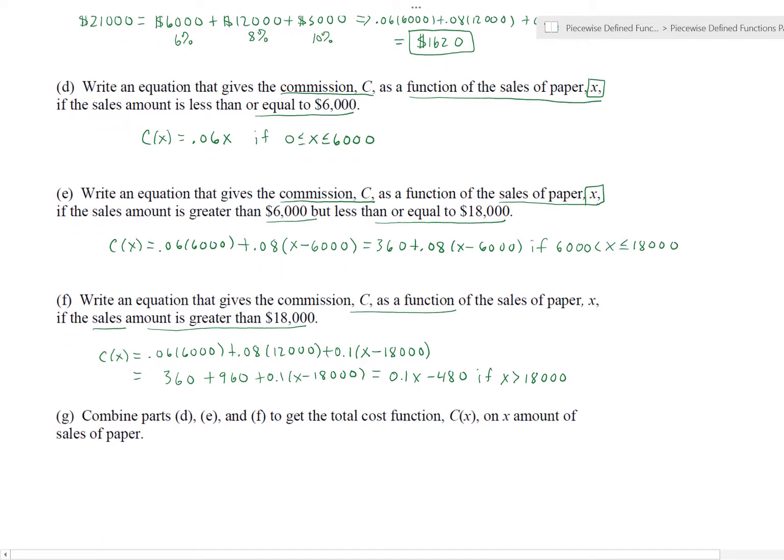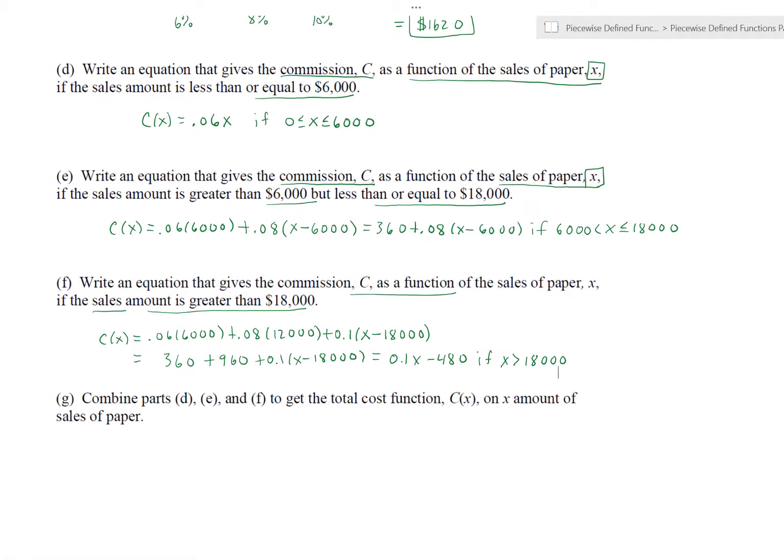So if we put all these together, we would get a single function that would give us the total amount of money that Johnny's going to get if he sells X amount of paper. So we'll piece them together, hence the application of a piecewise function. First rule, it was 0.06x. That was true if 0 was less than or equal to x less than or equal to 6,000. So anything larger than or equal to 0 and less than or equal to 6,000.